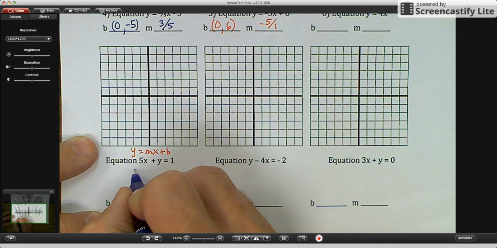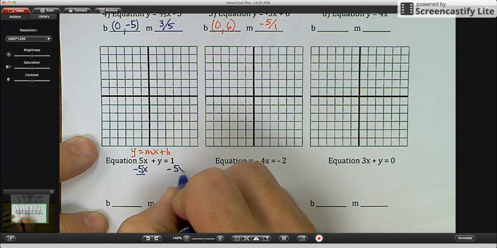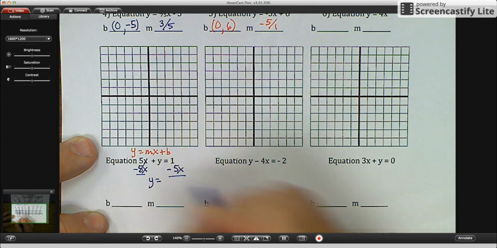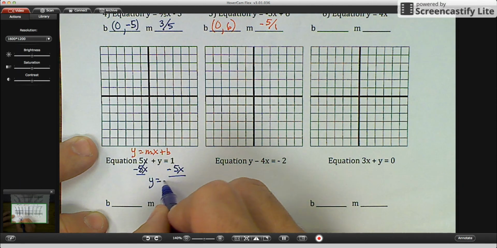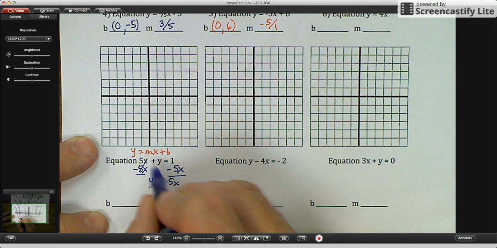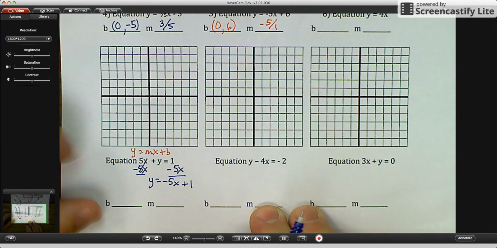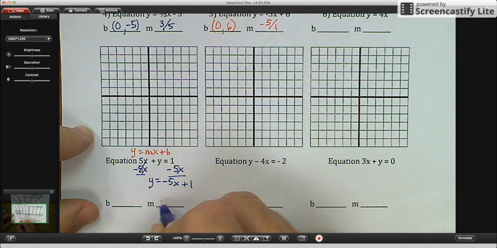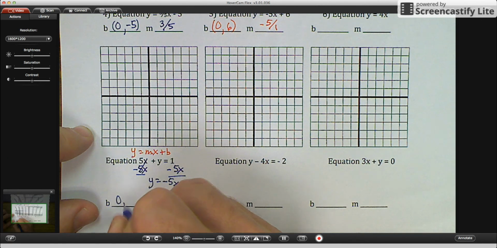And the way I'm going to do that is I'm going to subtract 5x, and I'm going to subtract 5x over on the other side. My 5x's cancel out, and I'm left with y equals, and then since it's y equals mx, I'm going to put negative 5x first, and then plus b would be my 1 is positive, so plus 1. And when I do that, I can now identify my m as a negative 5 over 1, and my b as 0, 1.